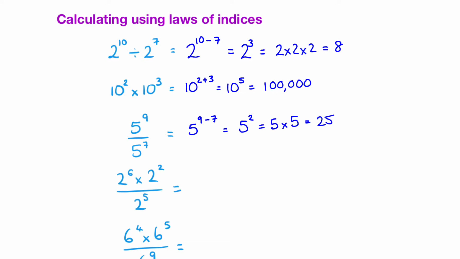Okay? Now, we've got to combine two of our rules here. So we've got 2 to the power 6 times 2 squared on the top and 2 to the power 5 on the bottom. So we're going to sort out the top first. So the top of this fraction is 2 to the power, we need to add the 6 and the 2. So we've got 2 to the power 8 on the top, 2 to the power 5 on the bottom. So now we can subtract. This is 2 to the power 8 take away 5, and look at that. 2 cubed again, which we know is 8.